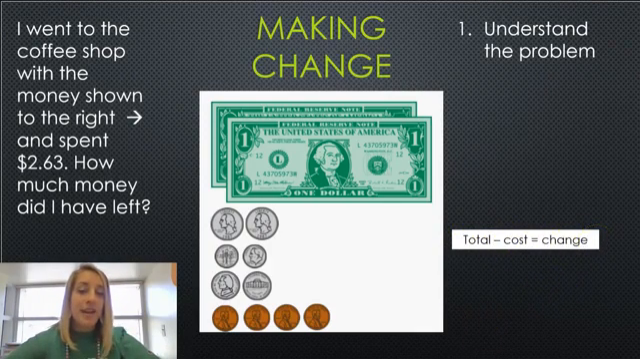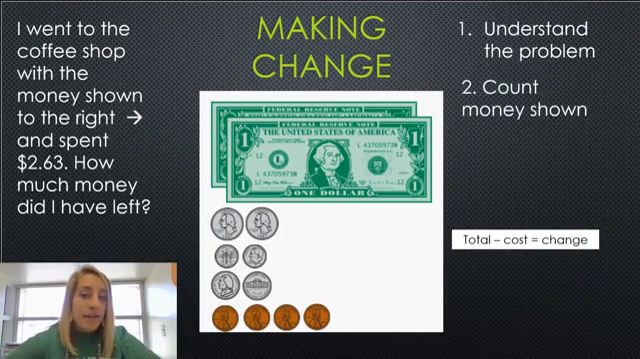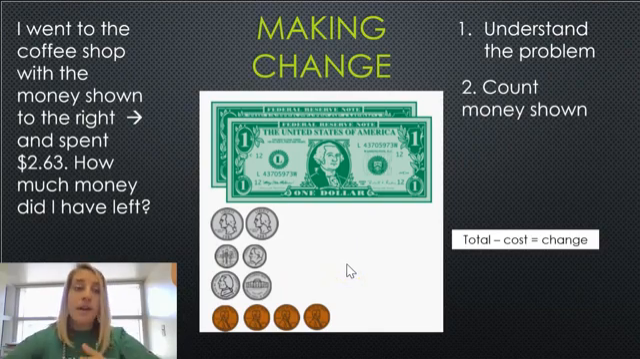All right, so now we understand this problem. The second step is to count any money that is shown. So sometimes in these problems, they will show you money, whether it be how much something cost, how much money you have, or how much change you received. It'll be one of these. They might show you the money. And in that case, you need to count it first. So let's start with the greatest value.